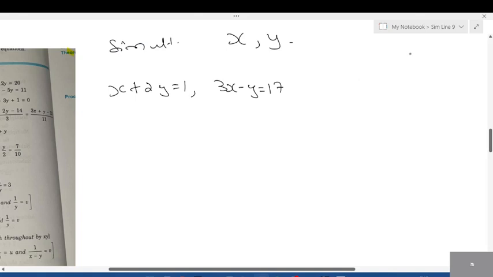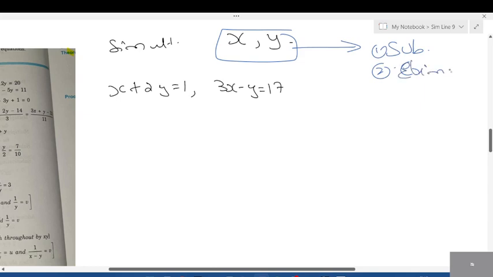In this, you will have three types. To find the value of x and y, we have three methods: substitution method, elimination method, cross multiplication method. All three are easy, but cross multiplication is a bit lengthy. You need to draw a diagram and all those things. So today we'll try to complete substitution and elimination.